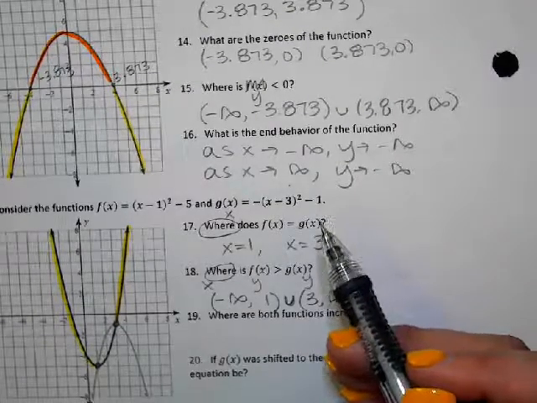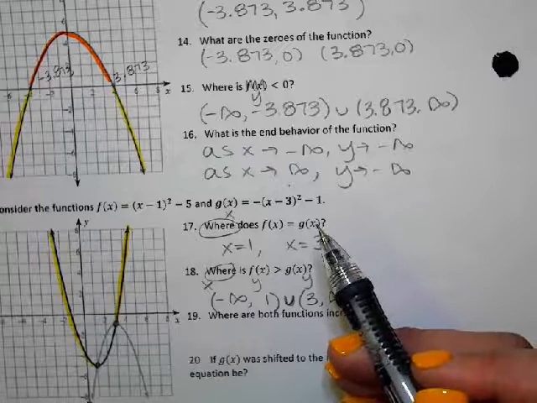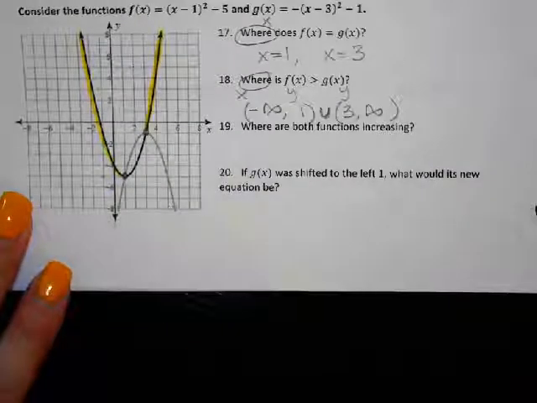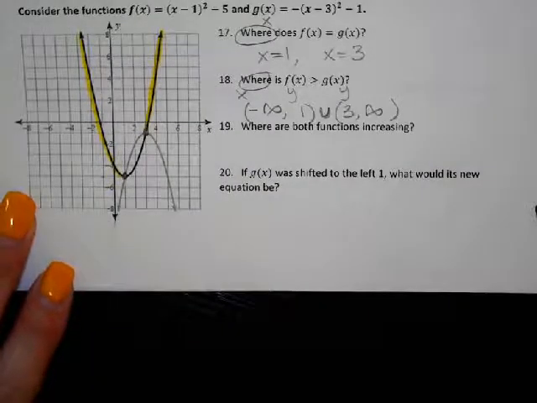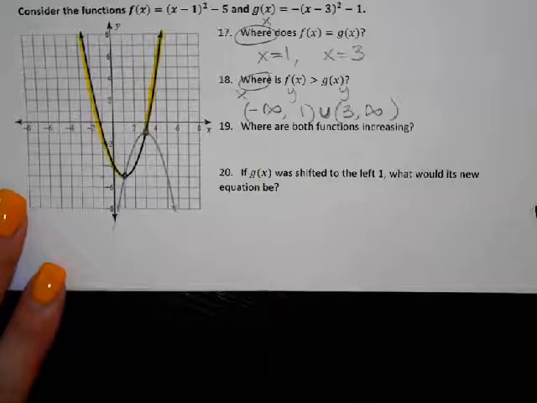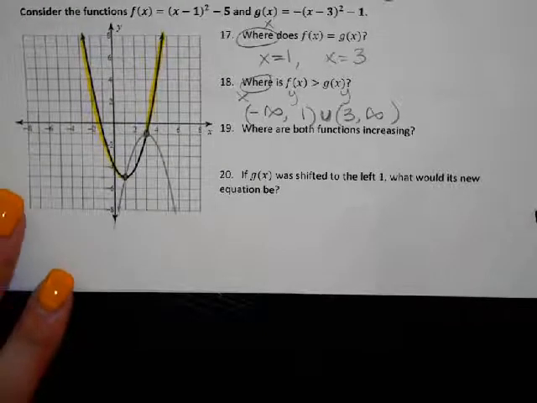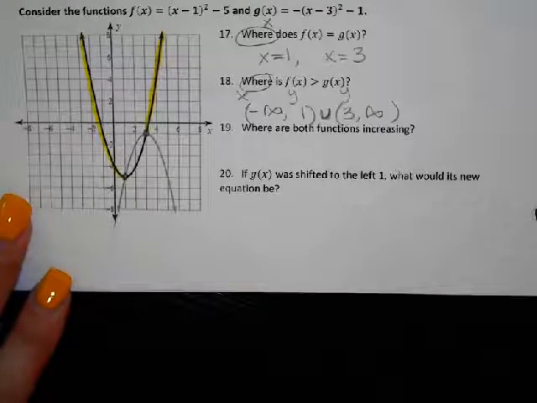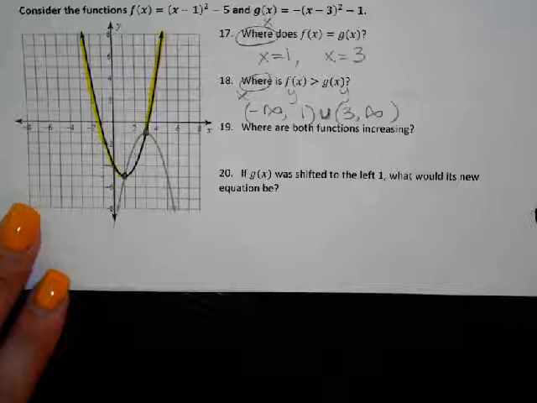All right. When it says where are both functions increasing, we just want to see where both functions are slanting up to the right at the same time. Can you tell on the graph where both functions are going up to the right at the same time? Yeah, between 1 and 3. Can you guys see it? Between 1 and 3, both functions are going up to the right at the same time. So I'll show you on the graph. Let me do orange for this.